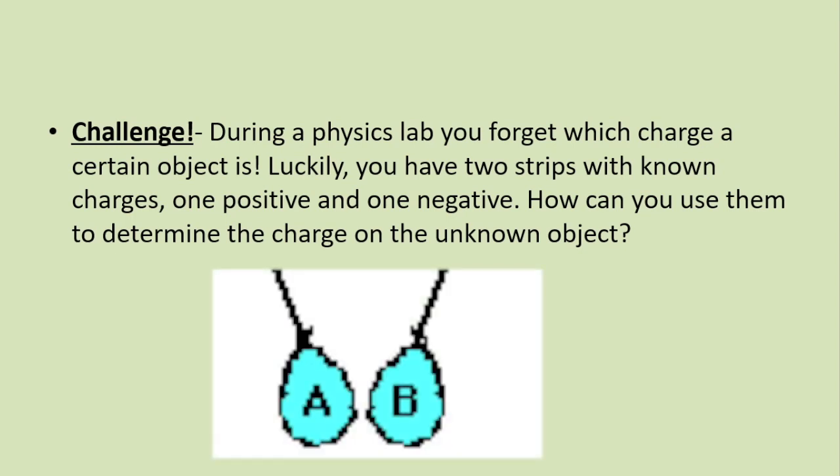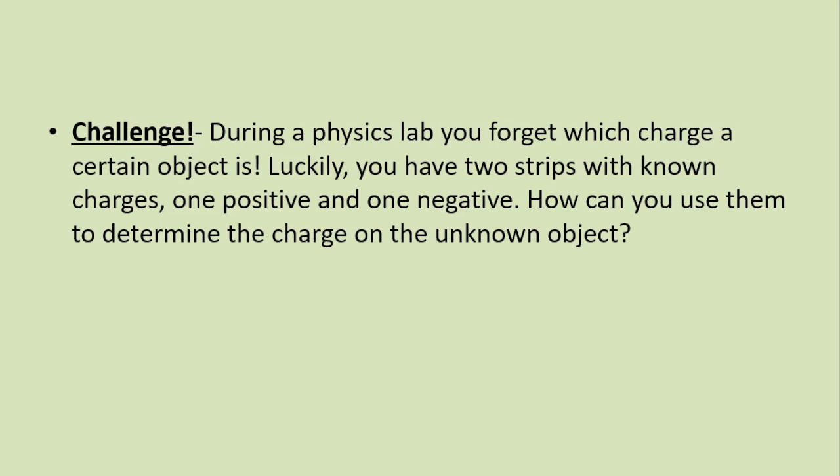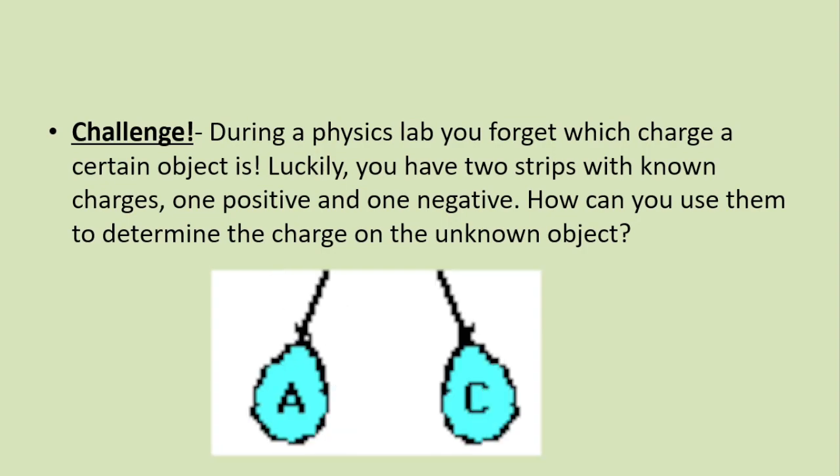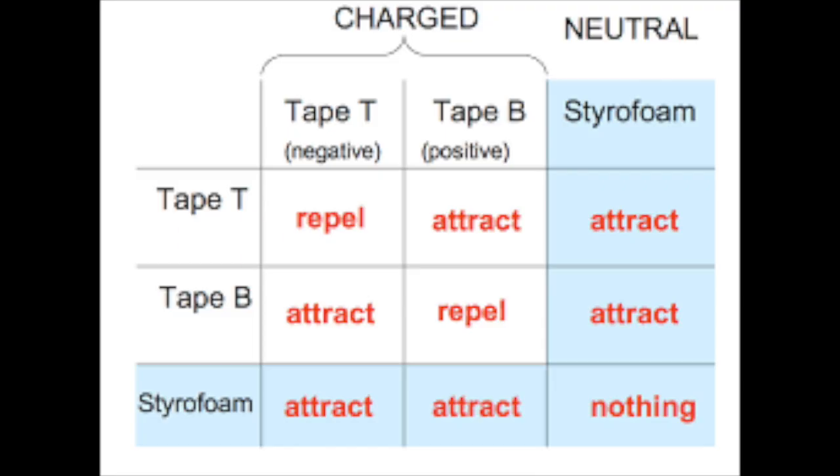Well, if it attracts, now I need to use my negative strip. And now I use the negative strip, one of two things are going to happen. It's either going to attract or repel. If the negative strip repels it now, it means that it was negative. If the negative strip attracts it, it means that it could be positive or it could be neutral. But we just found out that it was attracted to the positive strip, meaning that it can't be positive. Therefore, the only solution, if it's attracted to both strips, is that it is neutral.